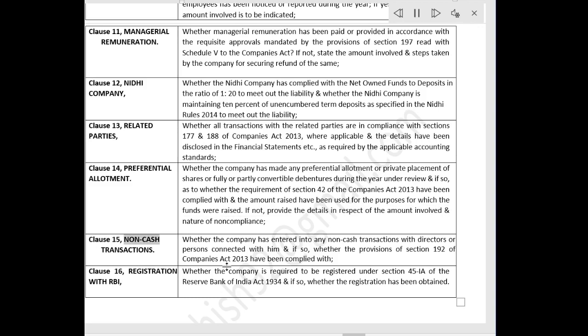Clause 15. Non-cash transactions. Whether the company has entered into any non-cash transactions with directors or persons connected with him, and if so, whether the provisions of Section 192 of Companies Act 2013 have been complied with. Clause 16. Registration with RBI. Whether the company is required to be registered under Section 45-IA of the Reserve Bank of India Act 1934, and if so, whether the registration has been obtained.